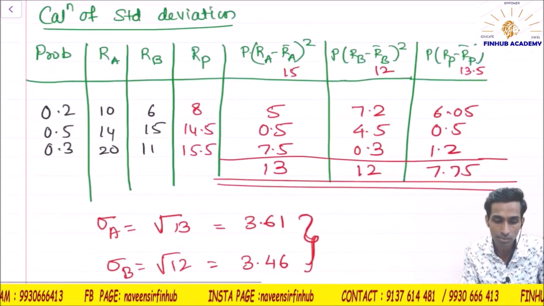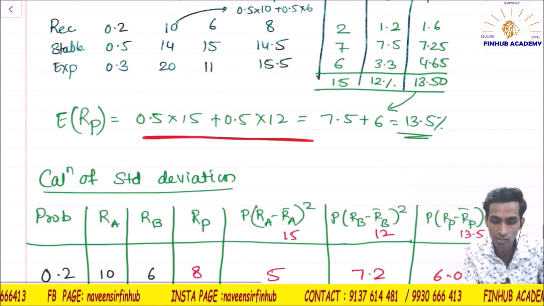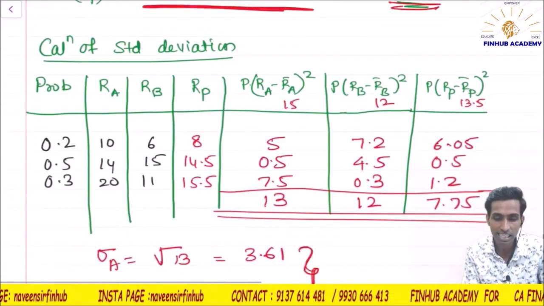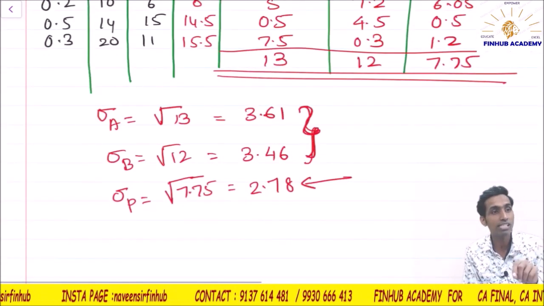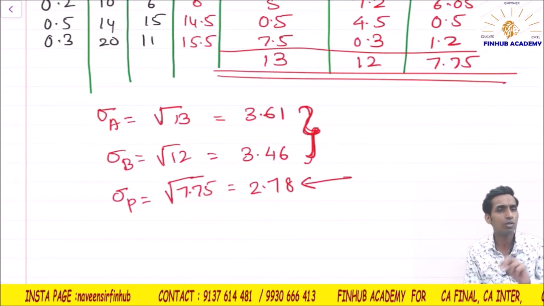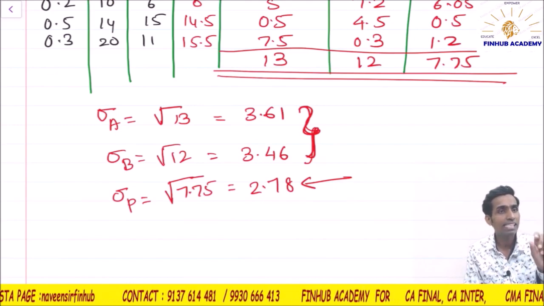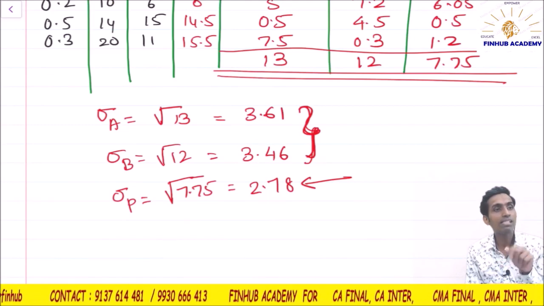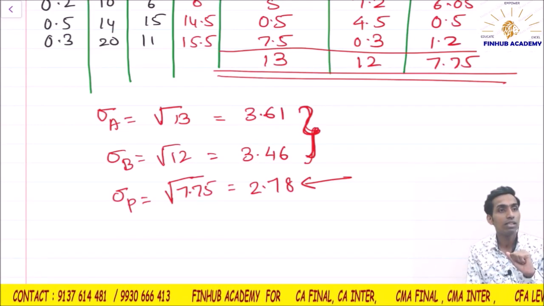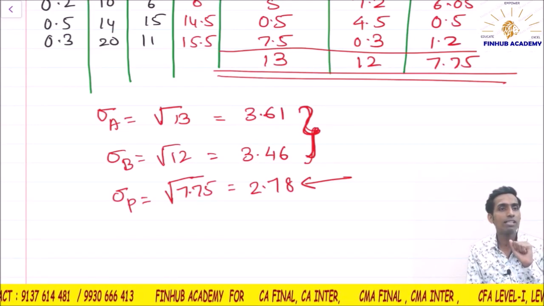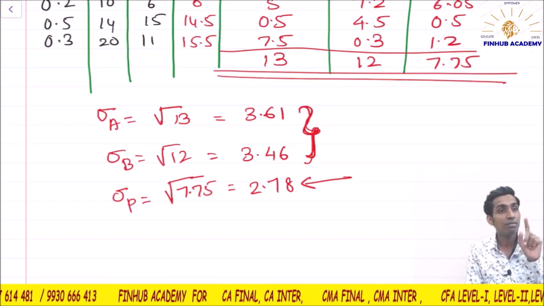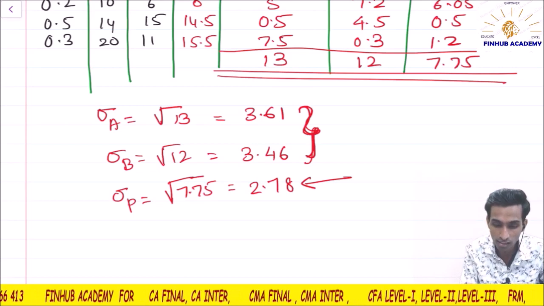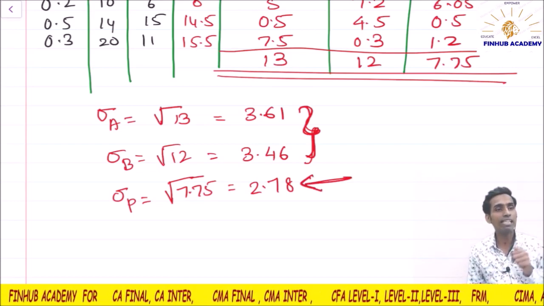In return, now what happened when I took the weighted average? When I took the weighted average of the return of this and this, it was the same. But if I take here the weighted average, 0.5 into 3.61, 0.5 into 3.46, since the weight is the same, I can take the simple average, no? So 3.61 plus 3.46 is how much? 7.07. 7.07 divided by 2 is how much? 3.5 something. But this is too low, na? Why is it low? My question is why it is low?